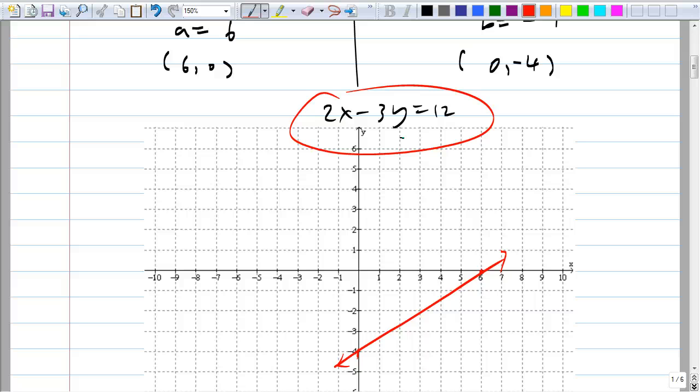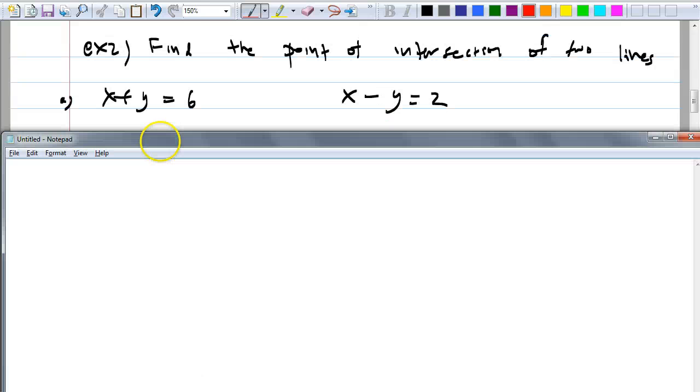And of course, it extends forever in both directions. Does that make sense? Do you see what this line represents? This graph represents all the solutions to this equation. You choose any point on this line, plug it in, and the left side will equal the right side. Does that make sense? All right. So knowing this, let's try the second example.